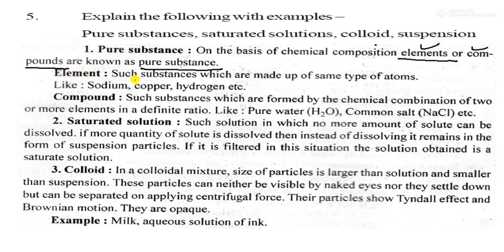Elements are substances made up of the same type of atoms, such as sodium, copper, hydrogen, potassium, sulfur. You can write many more: helium, hydrogen, oxygen, nitrogen. Compounds are substances formed by the chemical combination of two or more elements. Two or more elements is the most important phrase. In a definite ratio is also important, like pure water and common salt, NaCl.